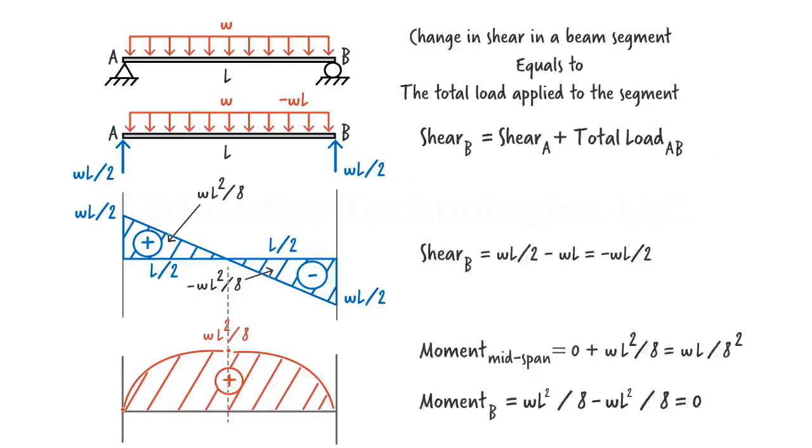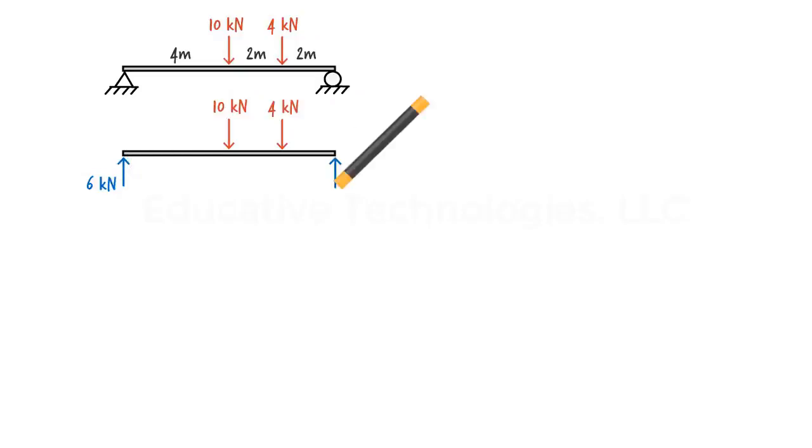Let's look at another example, a simply supported beam subjected to two concentrated loads. We start by calculating the support reactions. The left reaction is 6 kilonewtons and the right reaction is 8 kilonewtons. Note that the concentrated loads divide the beam into 3 segments, AB, BC and CD. We are going to construct the shear diagram segment by segment.